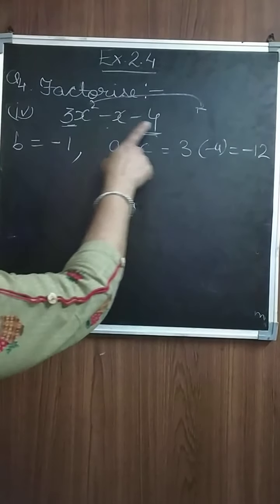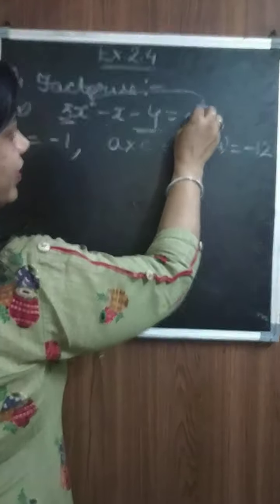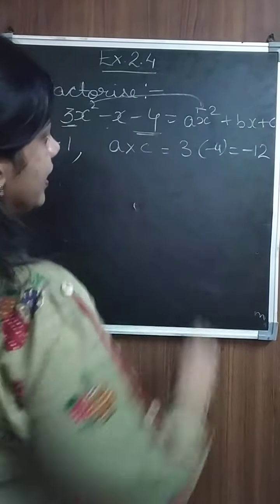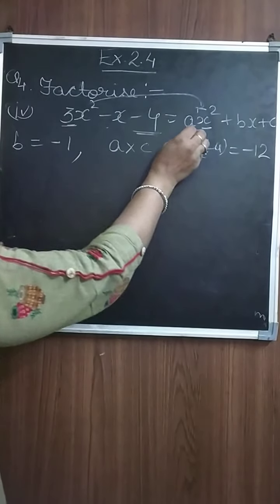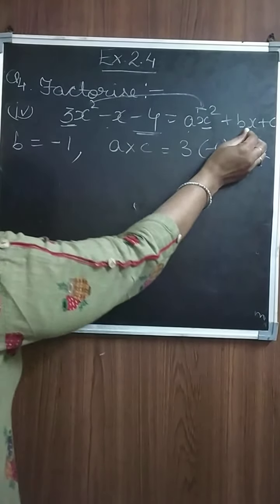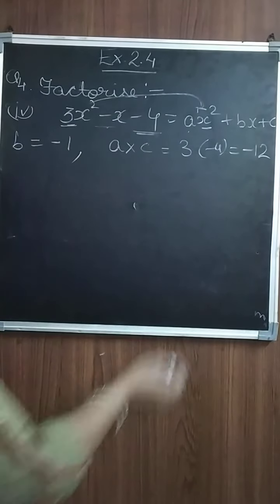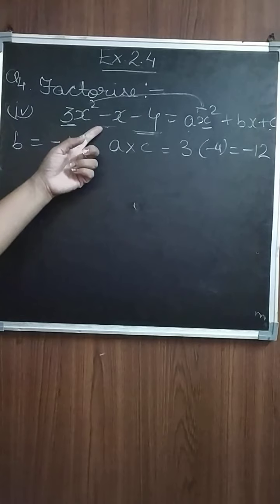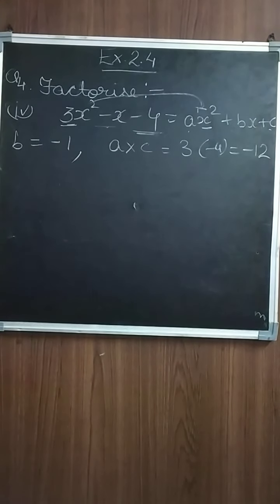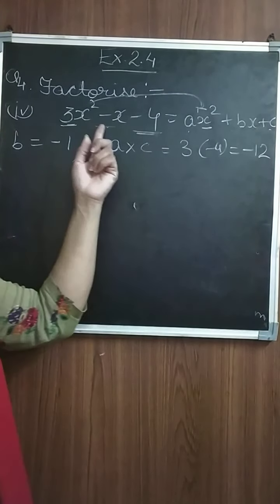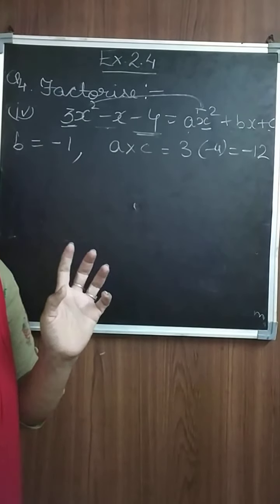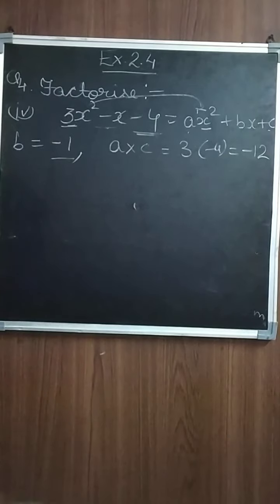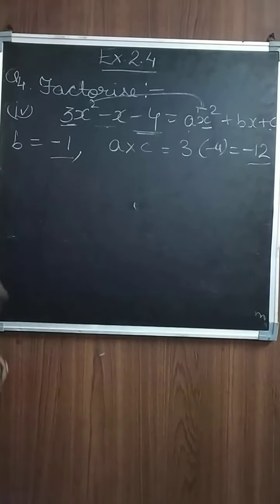Because the standard quadratic equation is always ax square plus bx plus c. It means the x square coefficient is called a, the x coefficient is called b, and the constant number is called c. You have to pick always with the sign. If plus, then we are not showing it, but if minus, then we have to show it. Now we need minus 1 as the sum and minus 12 as the product.